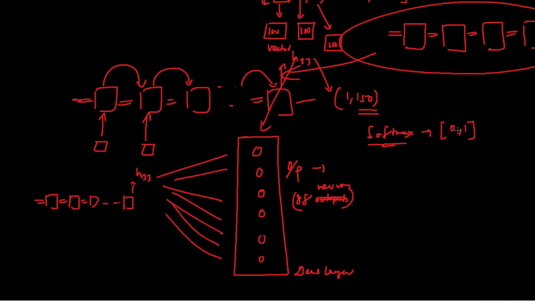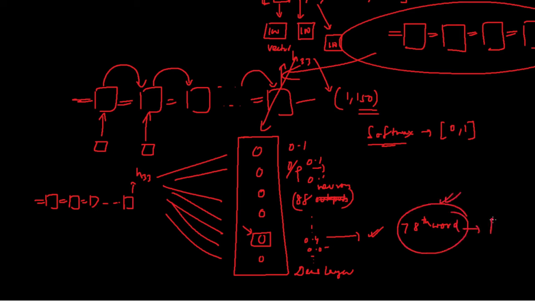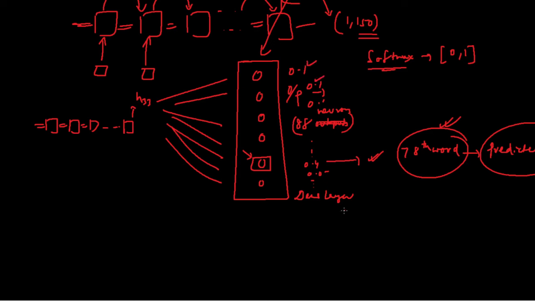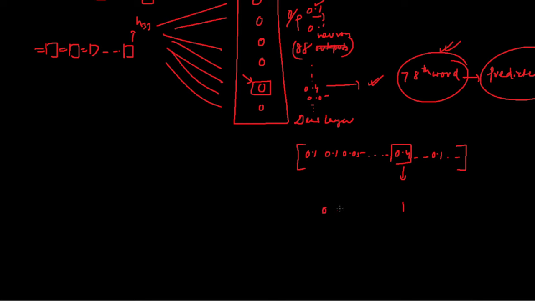So the maximum probability neuron is going to be the output. Let's say for one transaction, this is 0.1, this is 0.1, this is 0.1, dot, dot, dot, one of them is 0.4. Let's say this is the highest one. And which particular word is this? Let's say the 78th word has the highest probability as per softmax. So that becomes our predicted output. Simple. So how does this numerical value look like? It's a list of 88 units: 0.1, 0.1, 0.05, dot, dot, dot, 0.4, dot, dot, dot, 0.1. And this becomes the highest unit. So this becomes 1, and the rest all become 0. And this is which index? Let's say the 78th index. That is your predicted output.